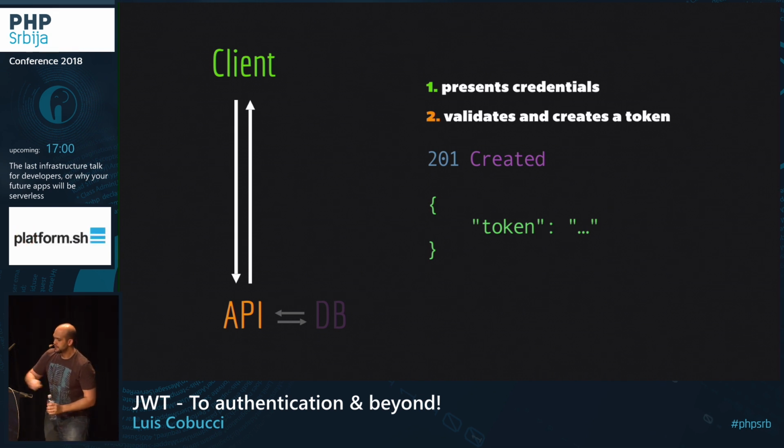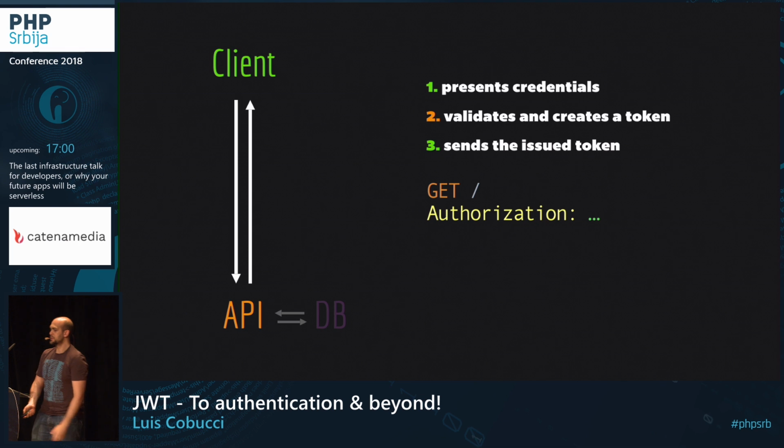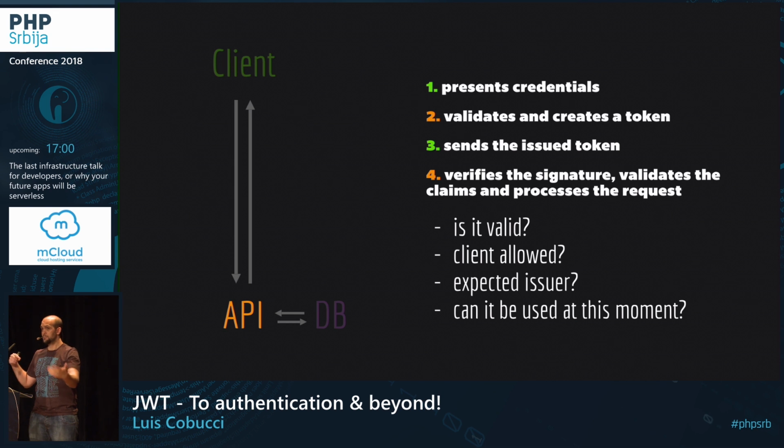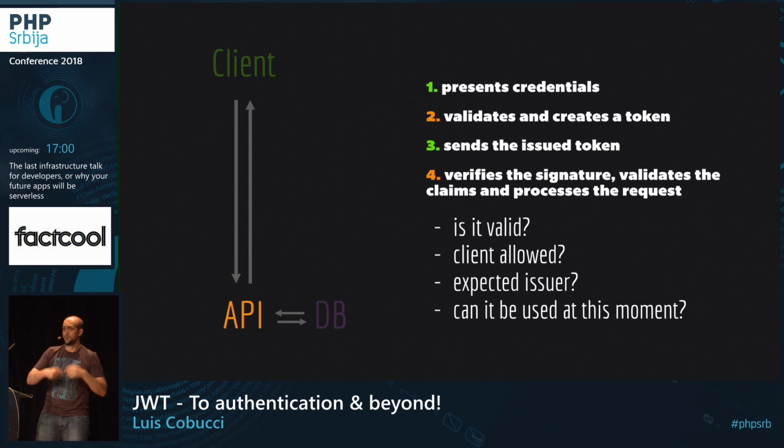On the next request, you send the token, obviously. But now in the authorization header, where you're going to send bearer and the token that you just got back from the API. And the API will check: is this token valid? Can it be used by this client that is performing the request? What is the issuer of the token, does it match my expectations? And can it be used right now? So is it expired or anything like that?